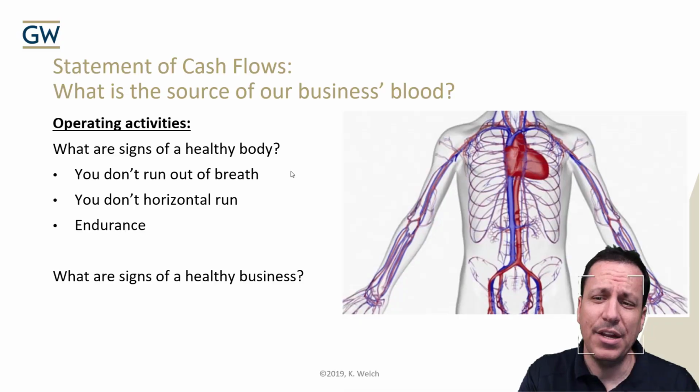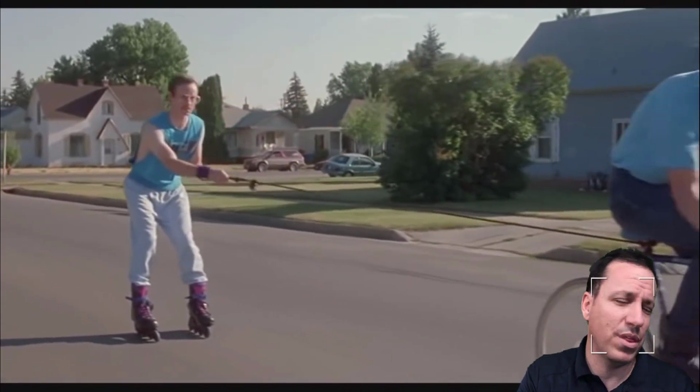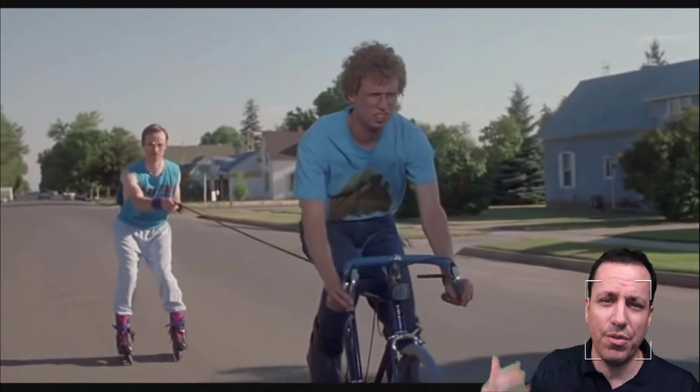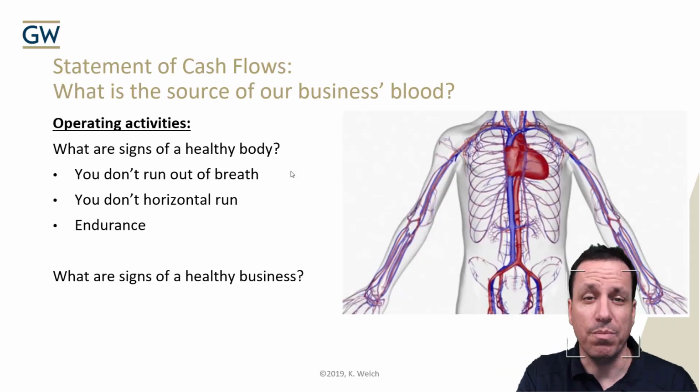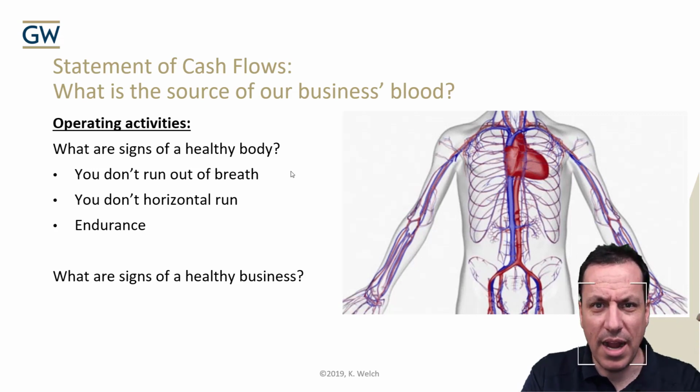Horizontal running. And endurance is probably the key focus. So when you think about a healthy individual with a healthy body, they are usually an individual that has a lot of changeover in their blood, and their blood has been circulating a lot of activity and flow. That is how we recognize somebody with a healthy body and having healthy blood.